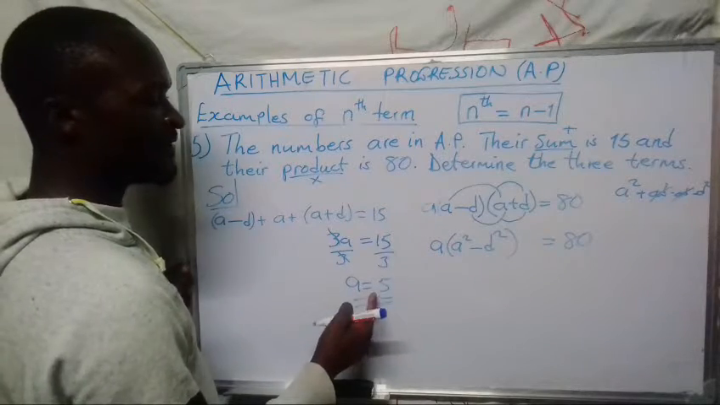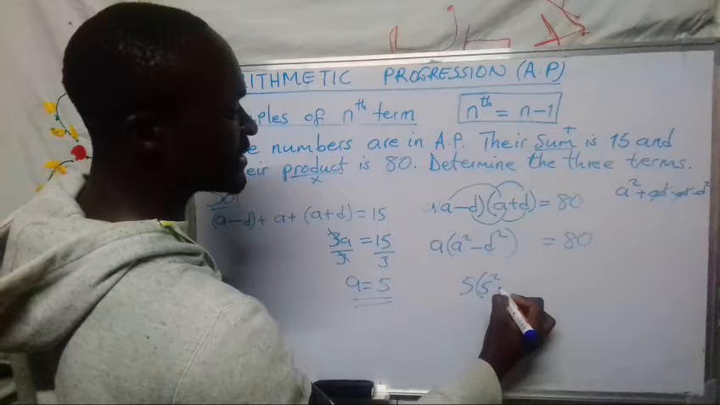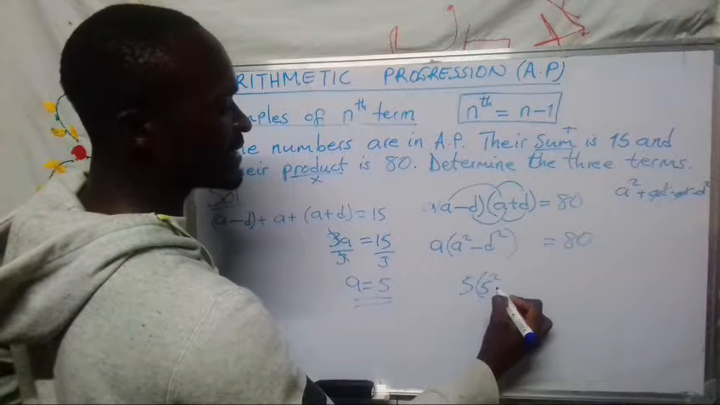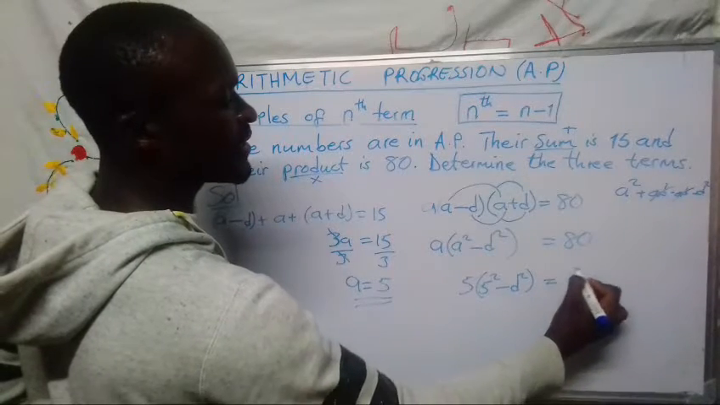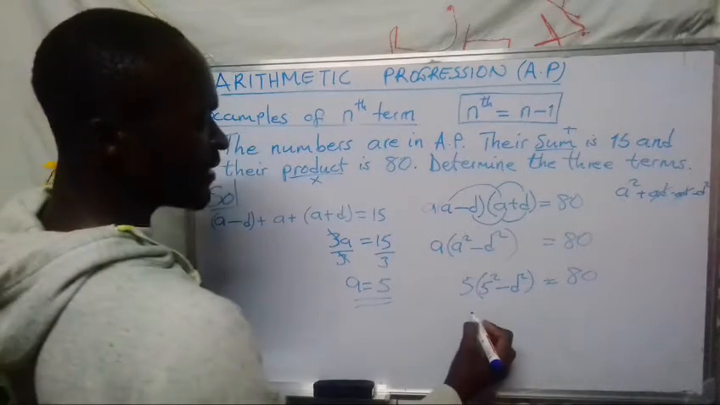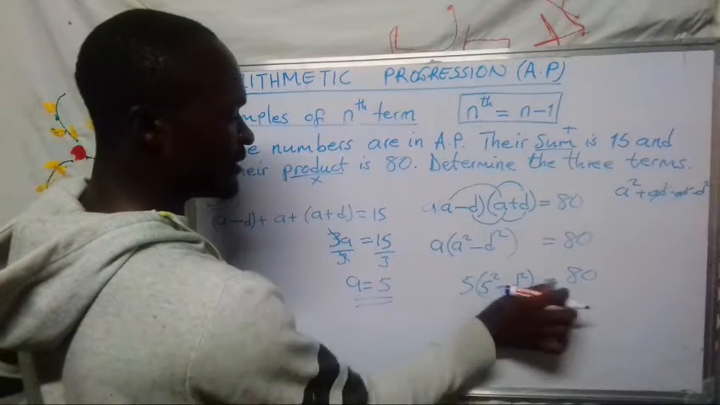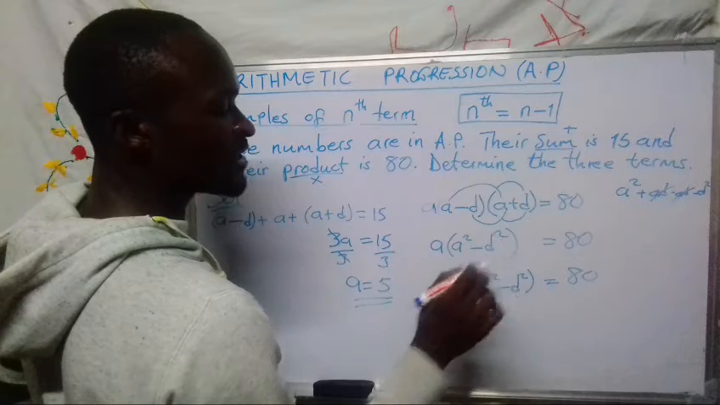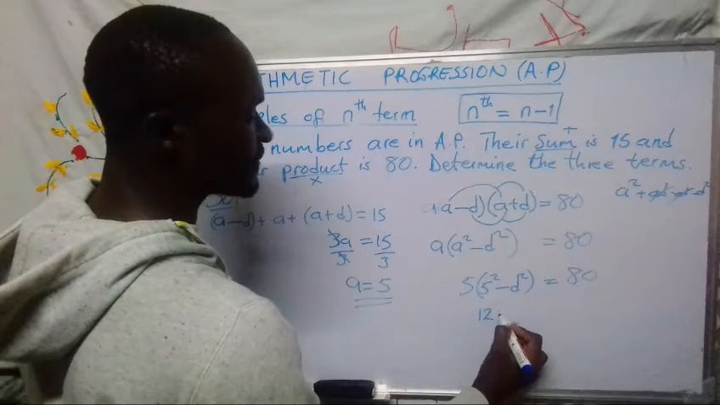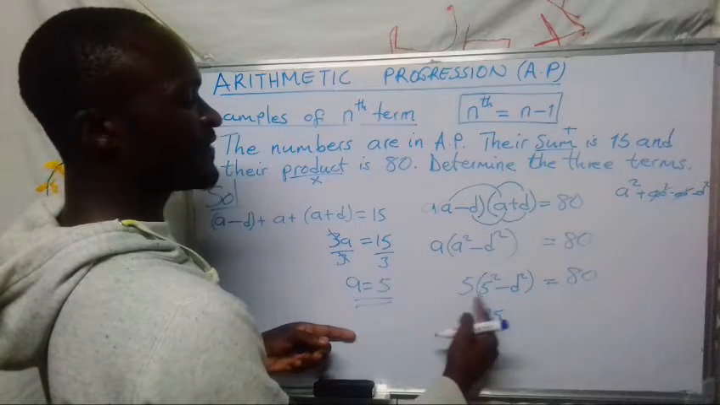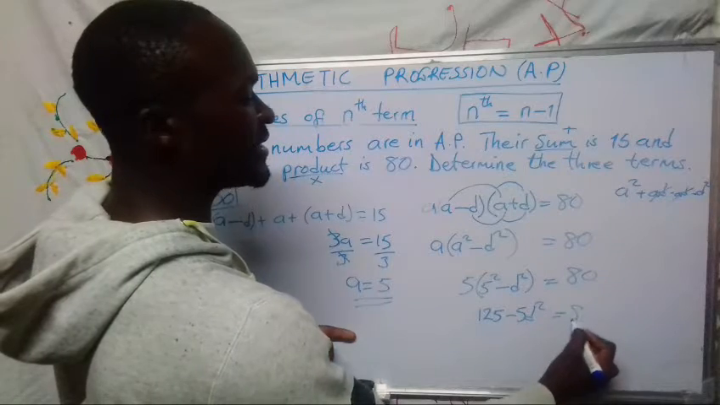Now, knowing that A is 5, we are going to say 5, open bracket, 5 squared minus D squared, cross bracket, equals 80. 5, open bracket. Let me do this. This 5 times 5 is 25, and 25 times 5 will give us 125. Then 125 and 5 times this will be negative 5D squared equals 80.